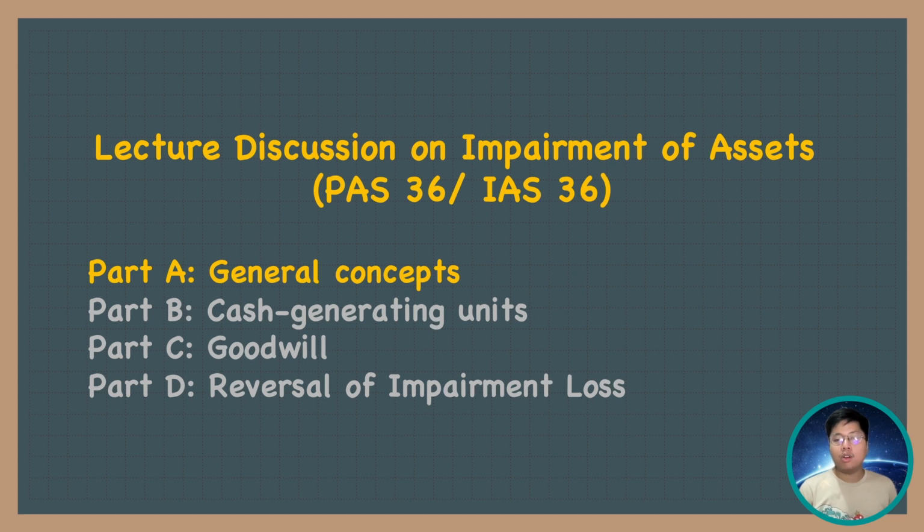Part B, we are going to cover the concepts of cash generating units. Part C, we will focus on the recognition and measurement of goodwill. Part D, we are going to discuss the reversal of impairment loss.